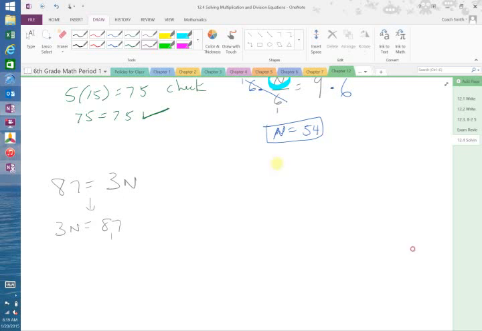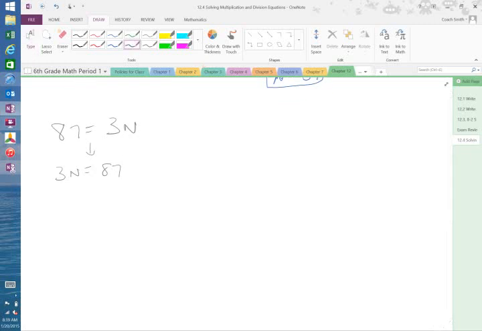All right, so to solve this equation, what do we have to do? If we're multiplying, how do we solve it? What operation do we use? Jonah? Division. So, how am I going to express this problem? How am I going to do that? Isaac? 3 goes into 87 how many times?